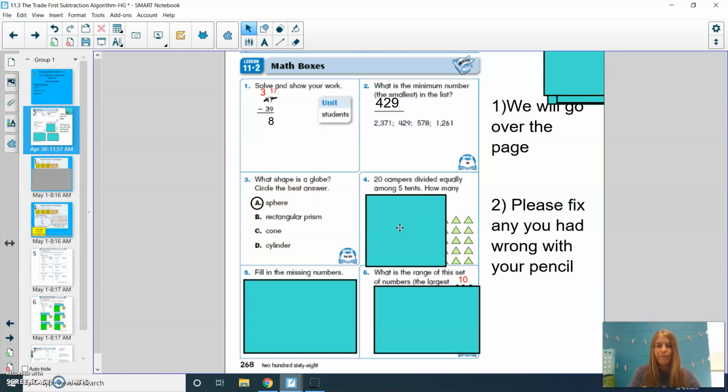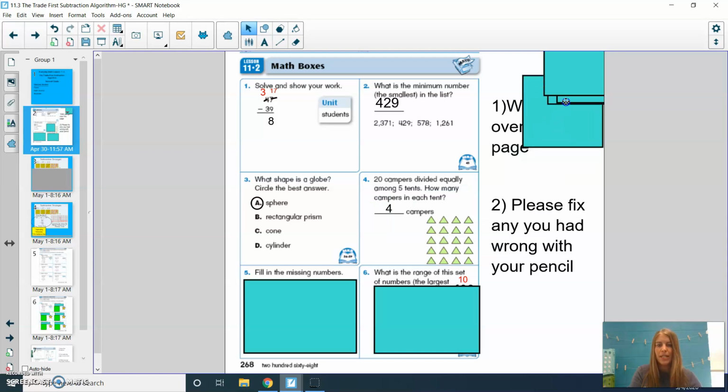For question number 4, 20 campers are divided equally among 4 tents. How many campers in each tent? So what I did is I took my 20 campers and I divided those into 5 equal groups. Notice how in each of the groups there are 4. So my answer is 4 campers.